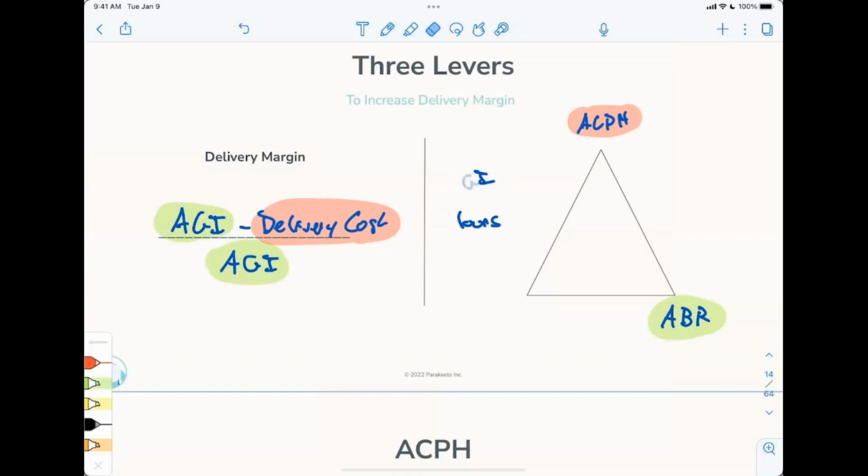And of course, the higher the average billable rate, the better. And so the relationship between these two numbers can be thought of as a proxy for delivery margin. You could run the same equation and say, what is my average billable rate minus my average cost per hour, divided by my average billable rate, and that would give you a proxy for delivery margin.